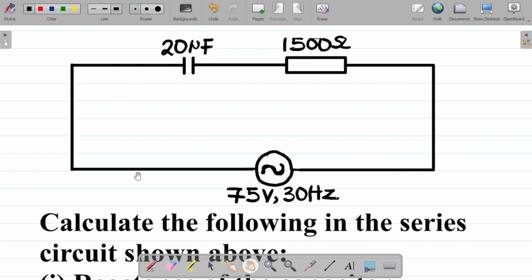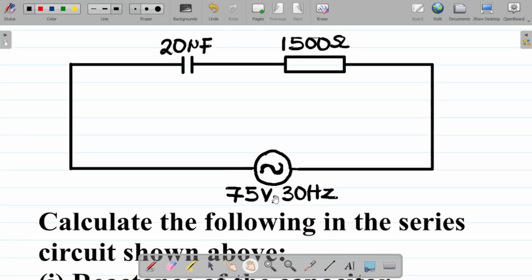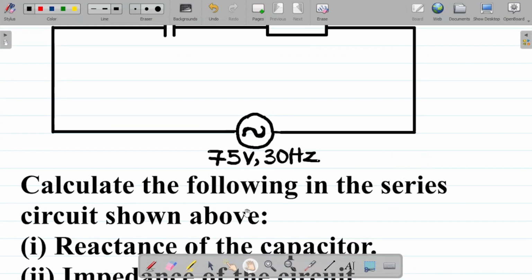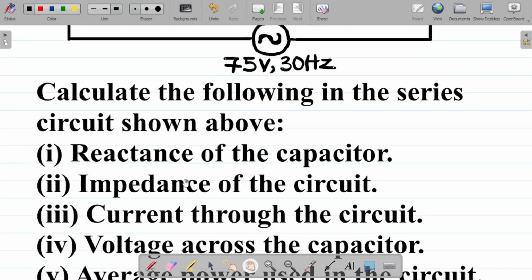So we're given this diagram here, and we're asked to calculate the following in the series circuit shown above. All right, so here's a series circuit, as you can see here. You're asked to calculate the following in the series circuit shown above. The first thing you're asked to find is the reactance of the capacitor.